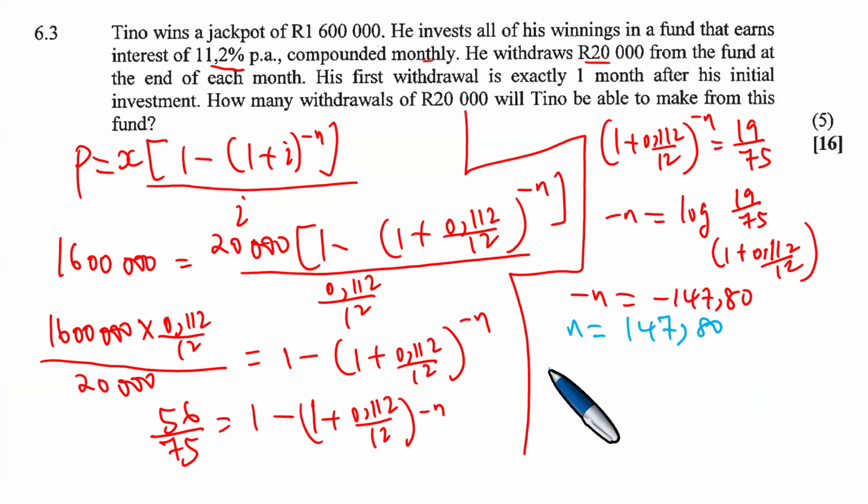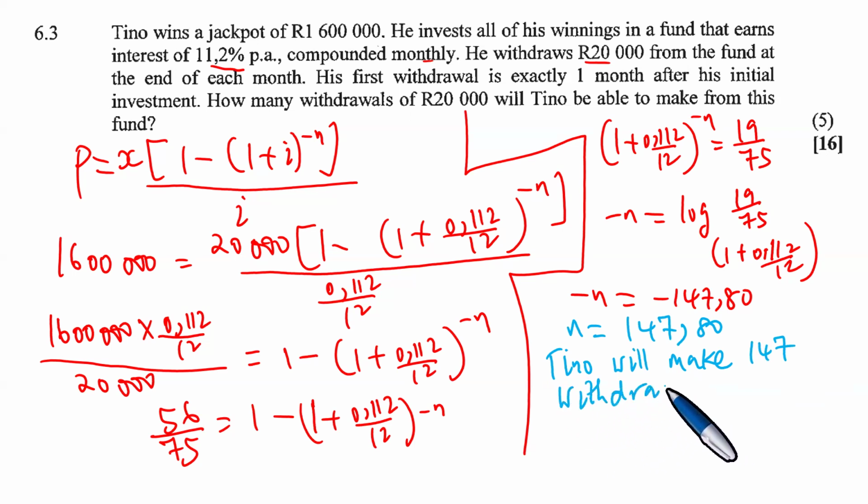So now Tino will make 147 withdrawals of 20,000. Tino will make 147 withdrawals of 20,000.